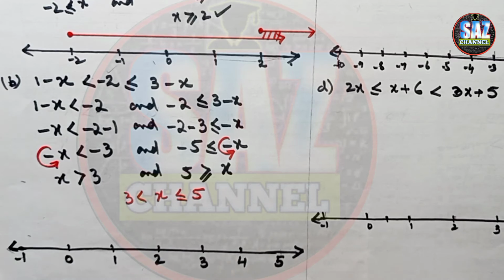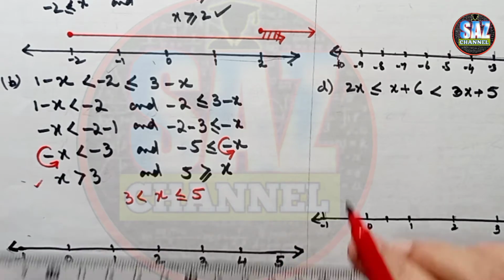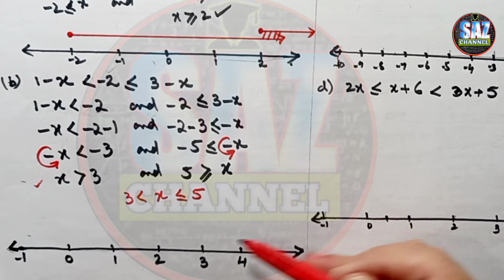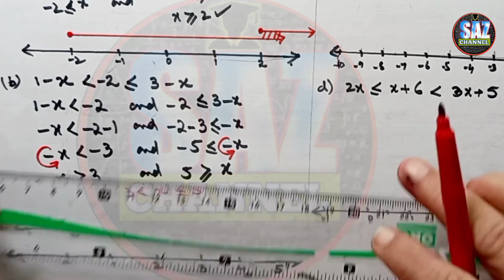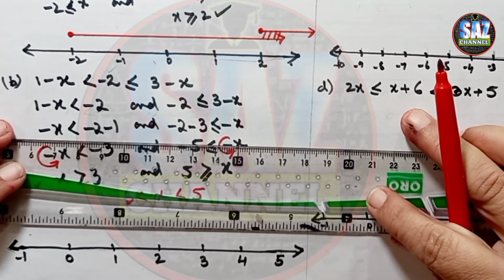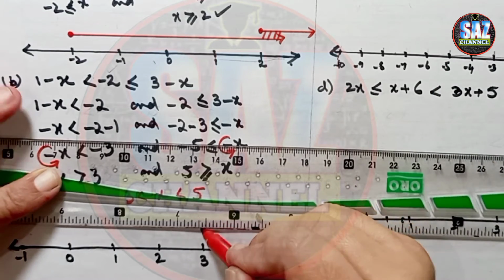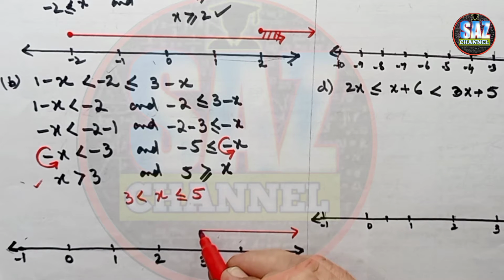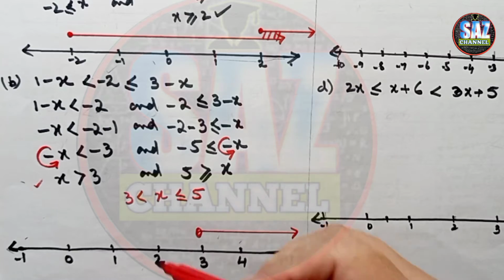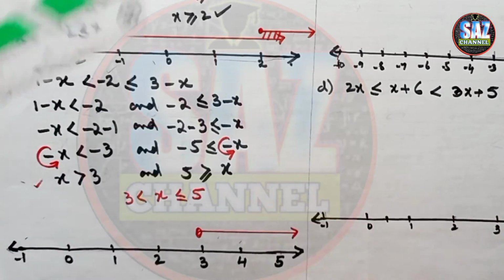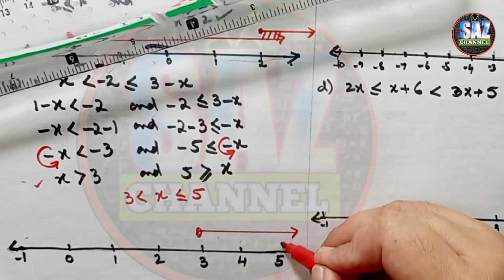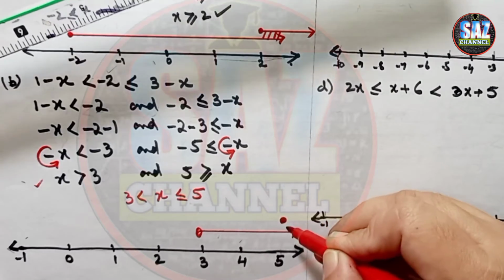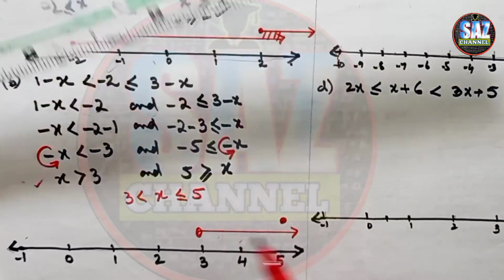We need the values for this portion. We have to start the number line from x equals 3, and we need the greater values of x, so we will be moving towards the right hand side. This is the place for x equals 3, and I have to mark the hollow dot because this is just a greater than condition. And for the next part, x is less than equal to 5, I have to start the solution from this point, and I have to mark the filled dot, and I need the values of x less than 5.